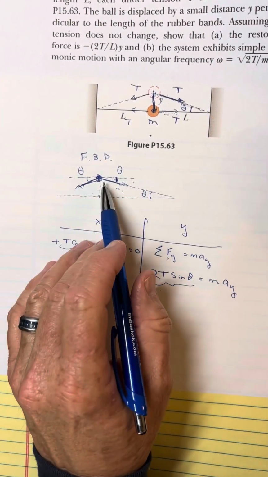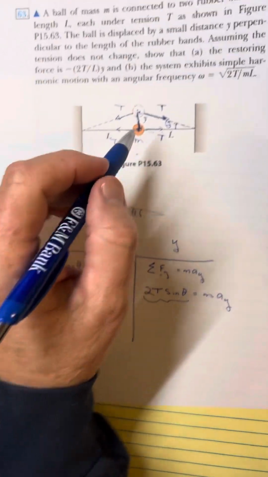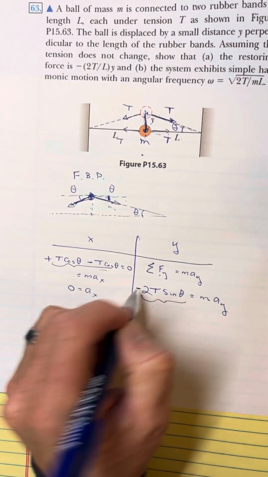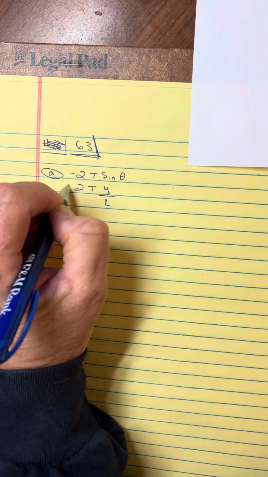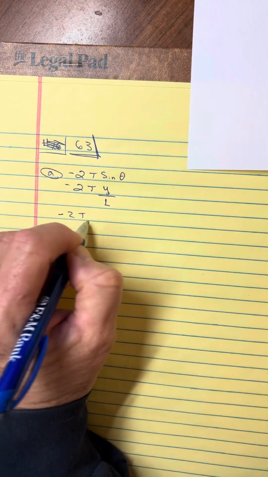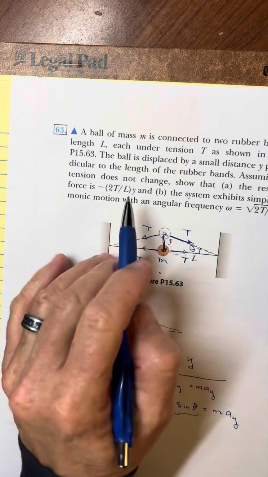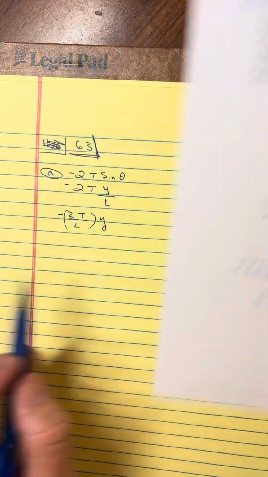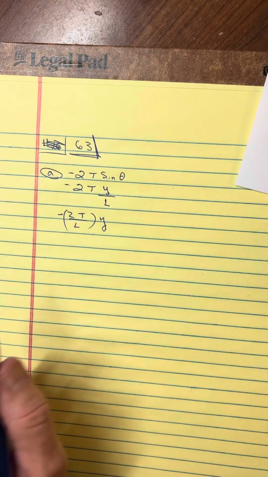This force is pulling downward when the ball goes up, or not shown in the picture, but if I pulled the ball down, the force would be up. So the restoring force is really a negative of that. So this should have been a negative and a negative. And so I think we have what they're asking for. And that is show that the restoring force has a negative, so negative 2T over L, and then a y. Yay! Okay.